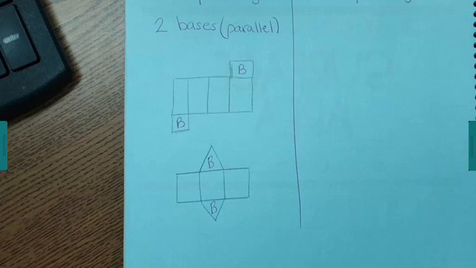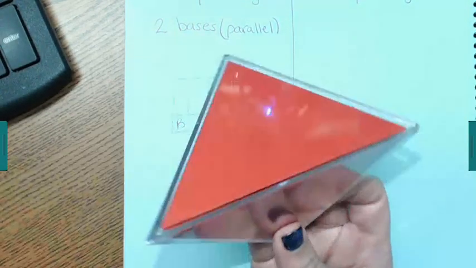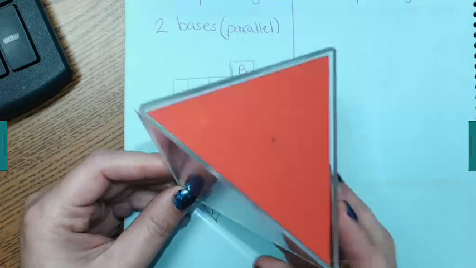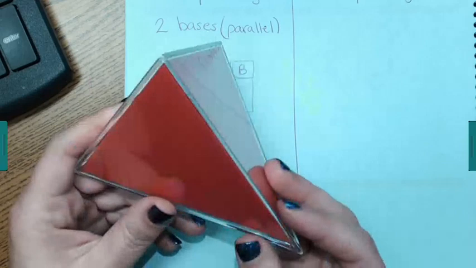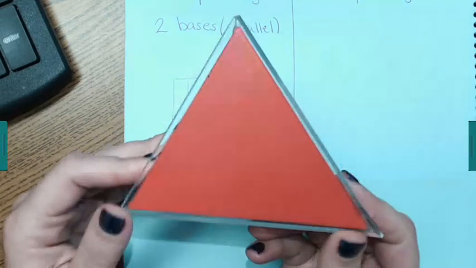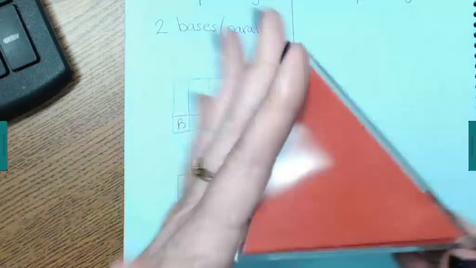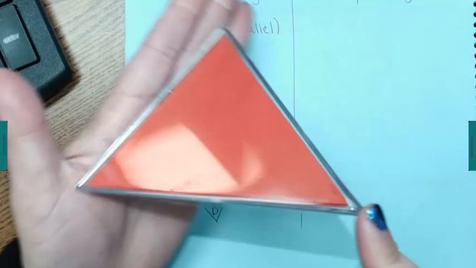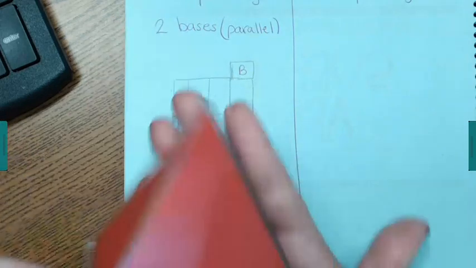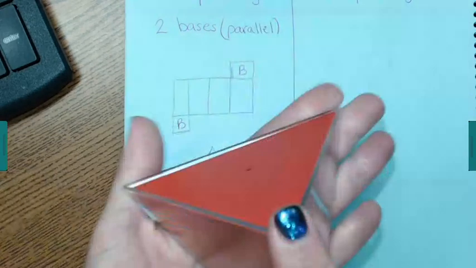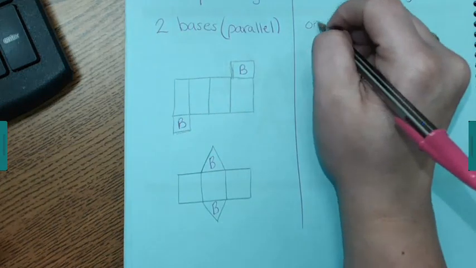Now when I fold my triangle up, is there anywhere where there's going to be something parallel to each other? Or is everything touching? Everything is touching. So what you have to do is find the point, and your base is opposite the point. How many bases is that? Just one. If I said this was the point, this could be the base. Okay, so it has only one base.